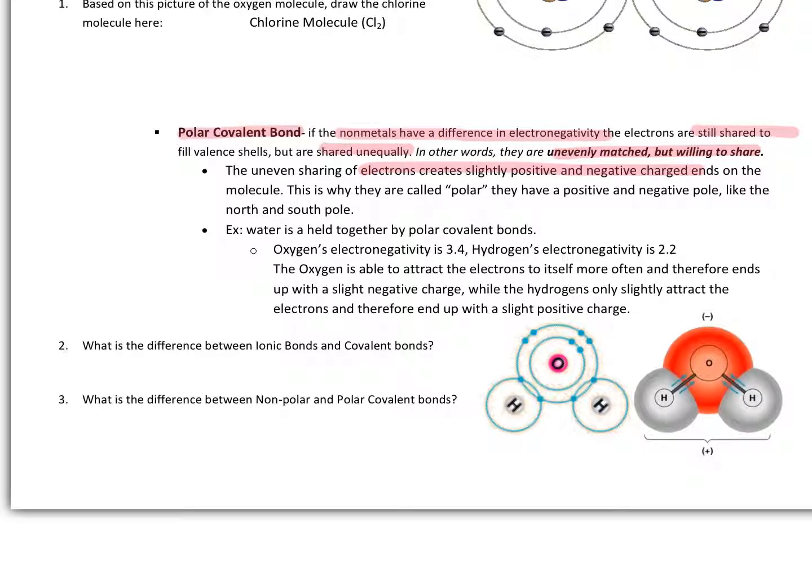Okay, so if we have a slightly positive and a slightly negative end, then we have poles. If it's polar, we have a positive and a negative end. So these are called polar because they have a positive and negative pole. Think like the North and the South Pole.